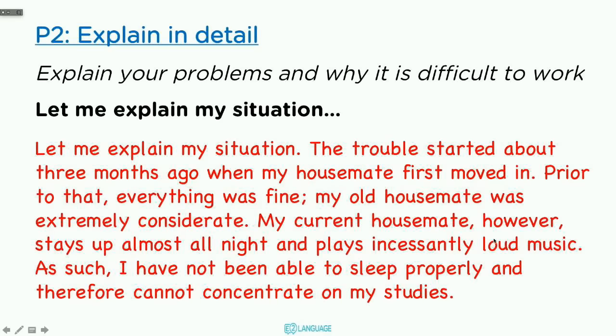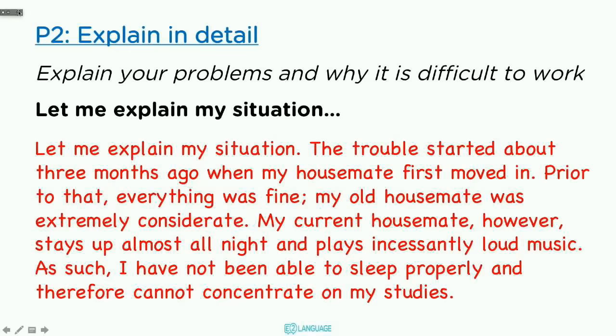Let's have a look. I'm going to read you mine, okay? And I want you to look at this phrase here, let me explain my situation. I want everybody to use this same phrase. Let me explain my situation. The trouble started about 3 months ago when my housemate first moved in. Prior to that, everything was fine. My old housemate was extremely considerate. My current housemate, however, stays up almost all night and plays incessantly loud music. As such, I have not been able to sleep properly and therefore cannot concentrate on my studies.